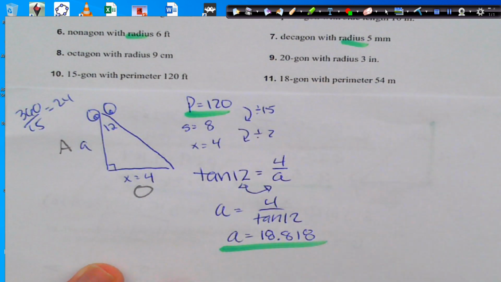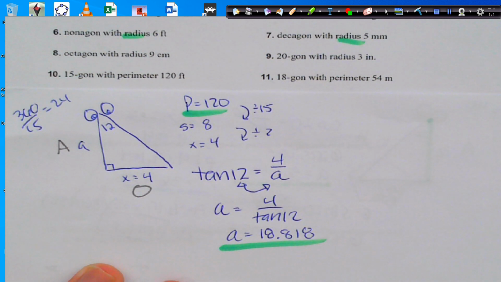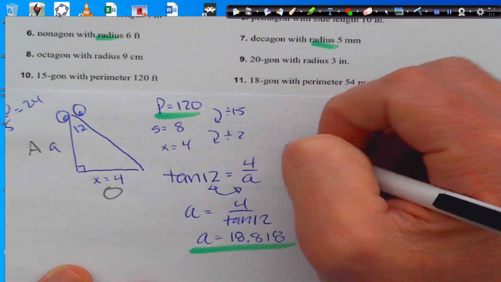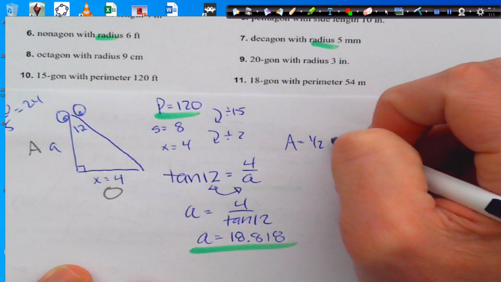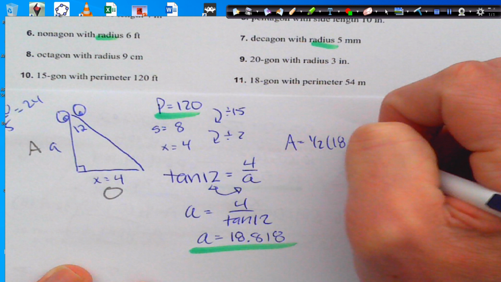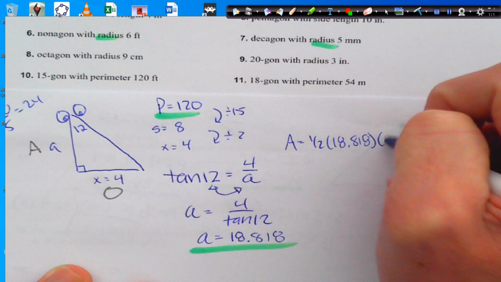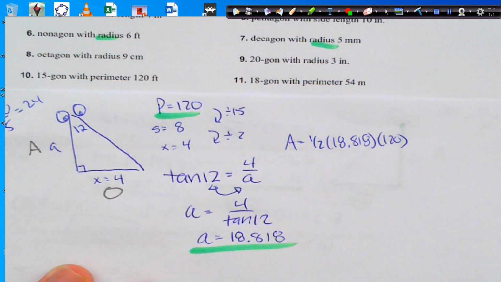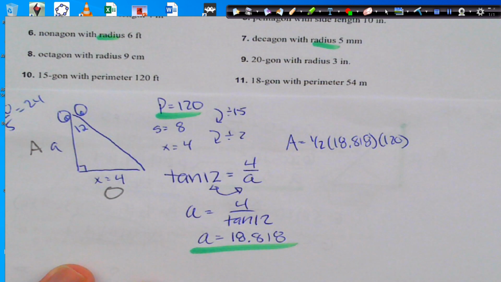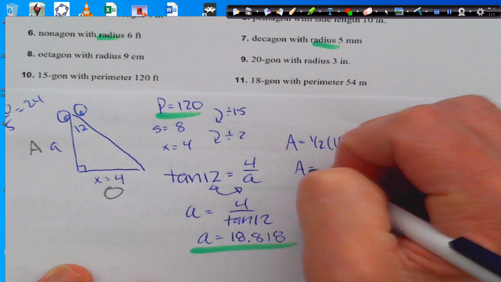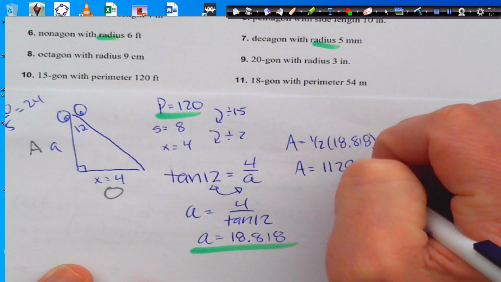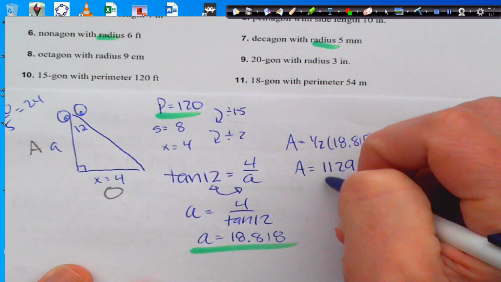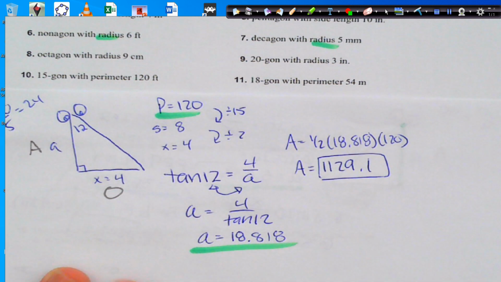There's the perimeter that was given to me in the beginning. I just got to multiply it all together. Area equals 1/2 apothem, 18.818 times 120. And here we go. Okay, assuming I plugged that in correctly, which I think I did, we should get this as our final answer rounded to the nearest 10.